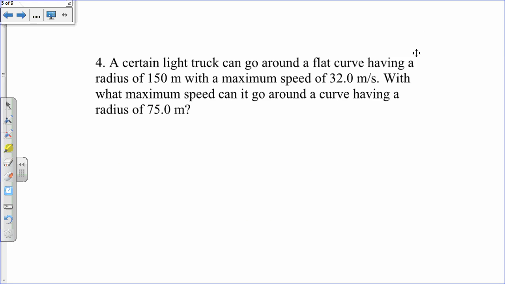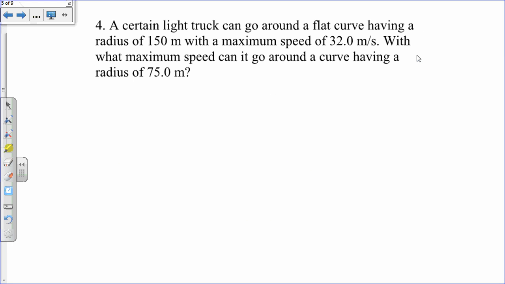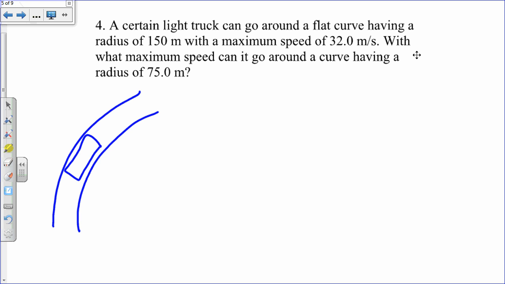A certain light truck can go around a flat curve having a radius of 150 meters with a maximum speed of 32 meters per second. What maximum speed can it go around a curve having a radius of 75 meters? All right, the guiding principle here, let's say we have this curve, we have this truck going around this curve. This is an overhead view.